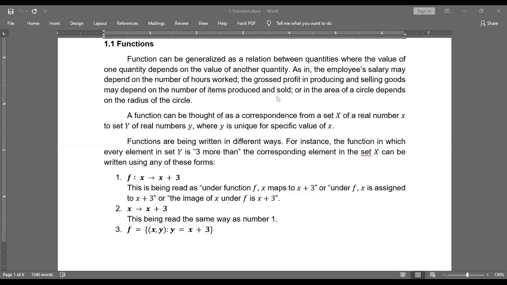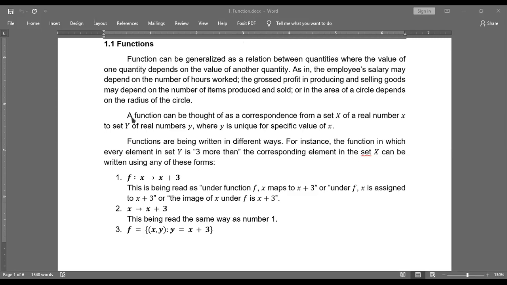And another example, the area of a circle depends on the radius of the circle. Of course, the more, or ano ba tawag doon? The greater the length of the radius, the greater the area of the circle. So those are examples of functions, or those are examples of quantities that are related to each other.